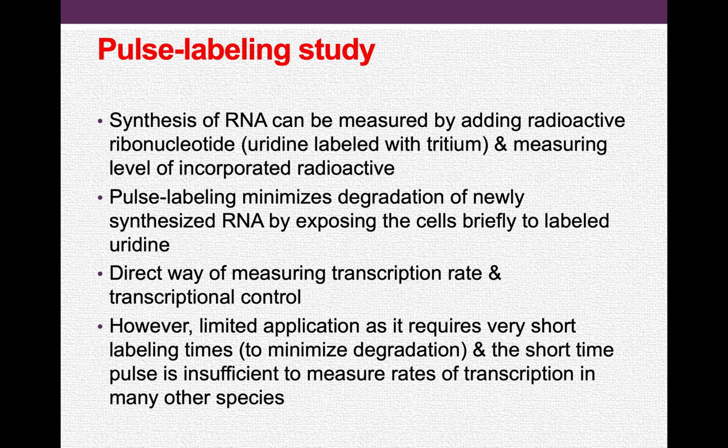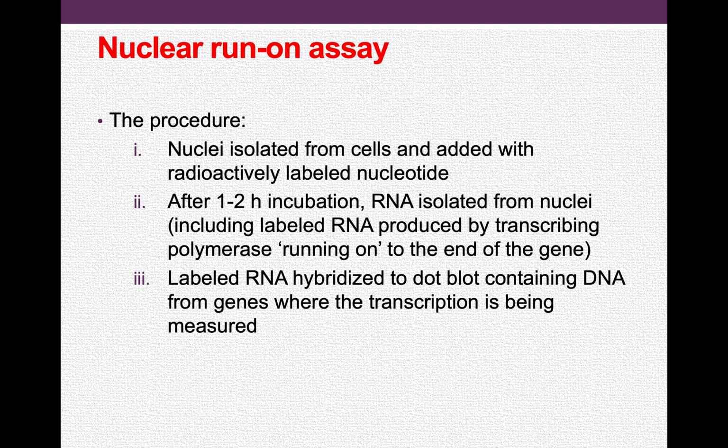This is said to be a better way of measuring transcription rate and transcriptional control, but there is a limitation in application, as it requires a very short labeling time, 5 to 10 minutes only. This is to minimize degradation, and the short pulse is sometimes insufficient to measure the rate of transcription in many other species. In E. coli and Bacillus, it has been proven to be okay, but not so for some other species.